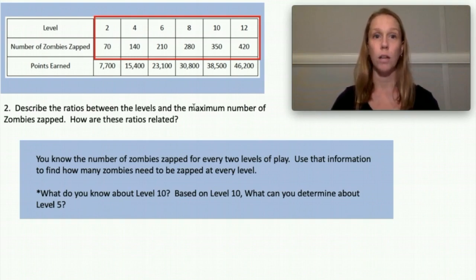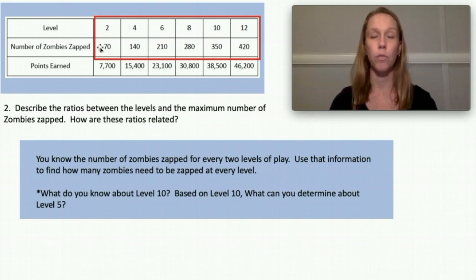Now, I noticed that 2 to 70, 4 to 140, 6 to 210, these are all equivalent ratios. So for example, if you could think about them like a fraction, which are not exactly the same, but I can think about them that way. If I multiply 2 times 2, I get 4. And if I multiply 70 times 2, I get 140. So those are equivalent.